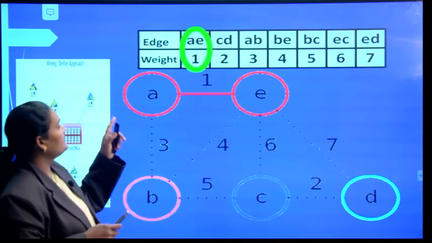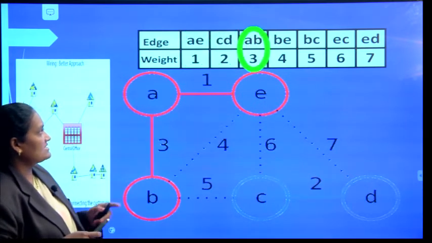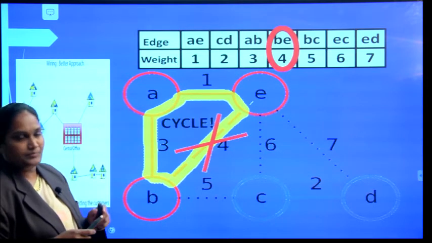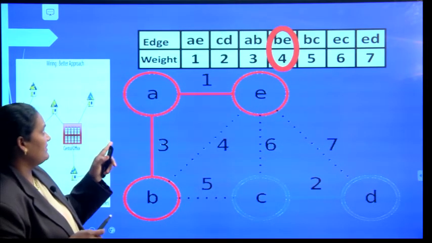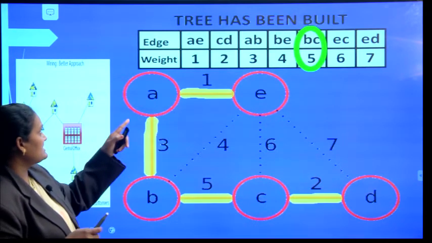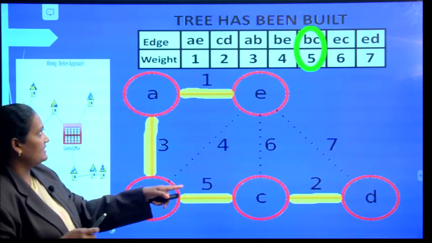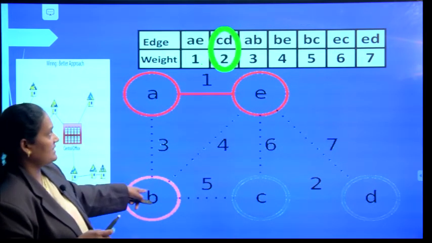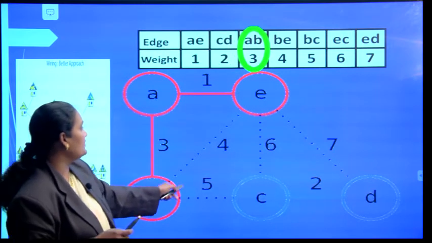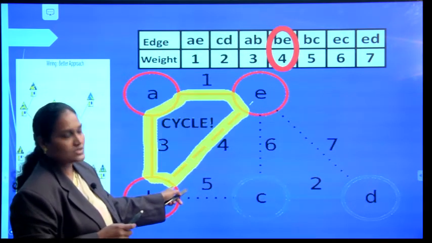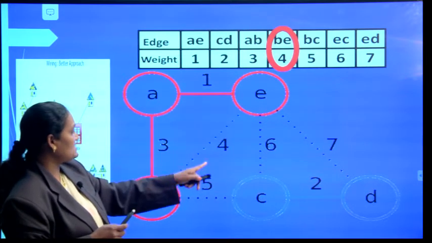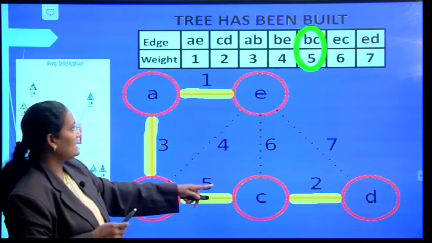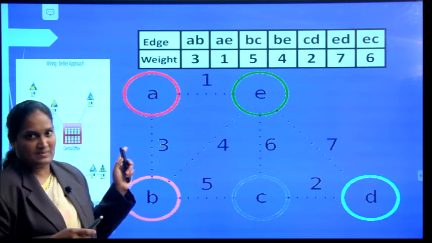Here we have given the edge costs and those edge costs are represented in increasing order and those are selected one by one. First we selected AE, then we selected the minimum cost edge CD. Next we selected the minimum cost edge AB. Here this is the minimum cost edge. Next we are going to select BE. If you select BE, it creates a cycle. So we cannot select BE. Next if you select BC, it cannot create a cycle. So we can select BC. So like that we formed a minimum cost spanning tree.